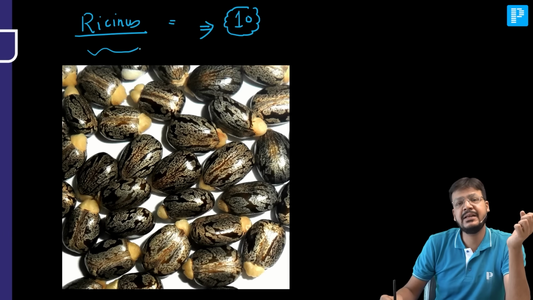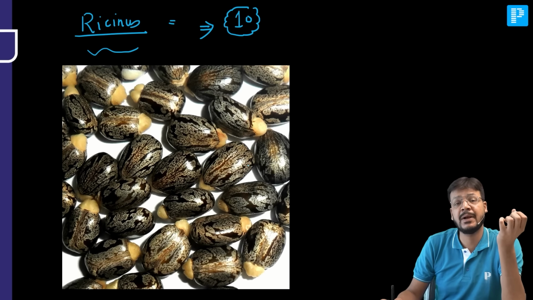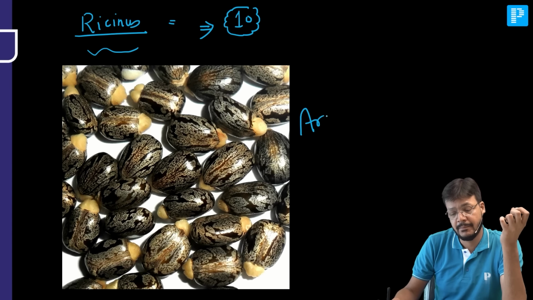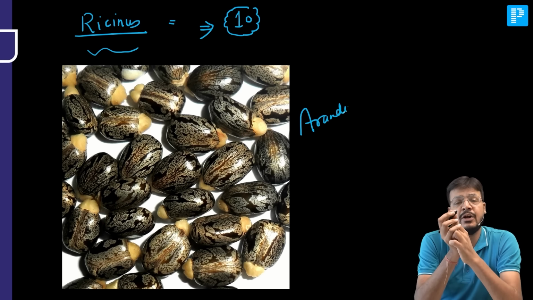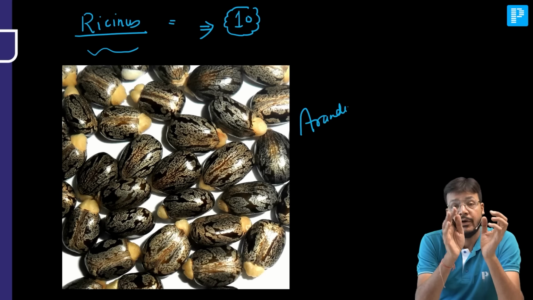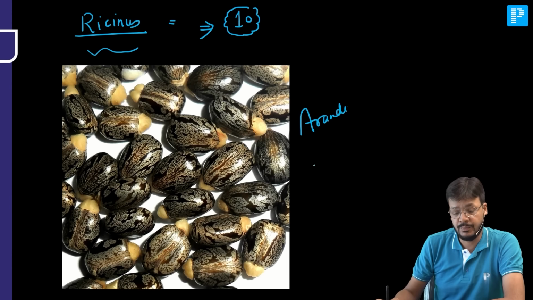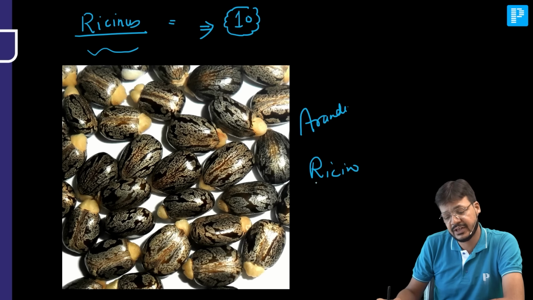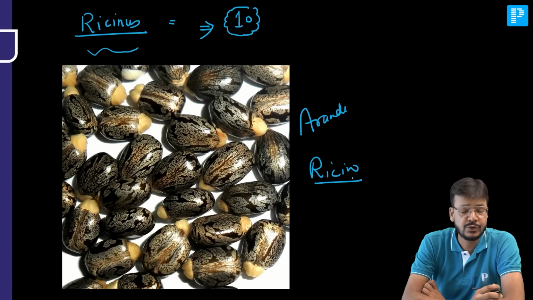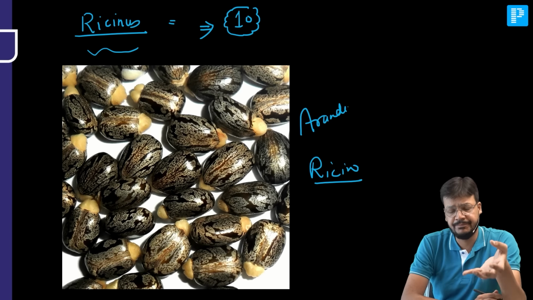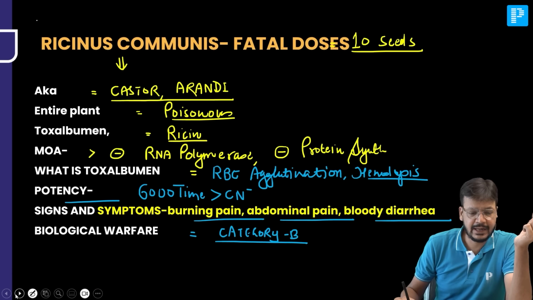This is Ricinus communis, that is a castor plant or R&D. My dear friend, the fatal dose is almost 10 seeds. Ricin is the toxalbumin, which is very, very dangerous. So it is again a plant irritant. The strychnine was a spinal cord poison. It is an organic plant irritant.